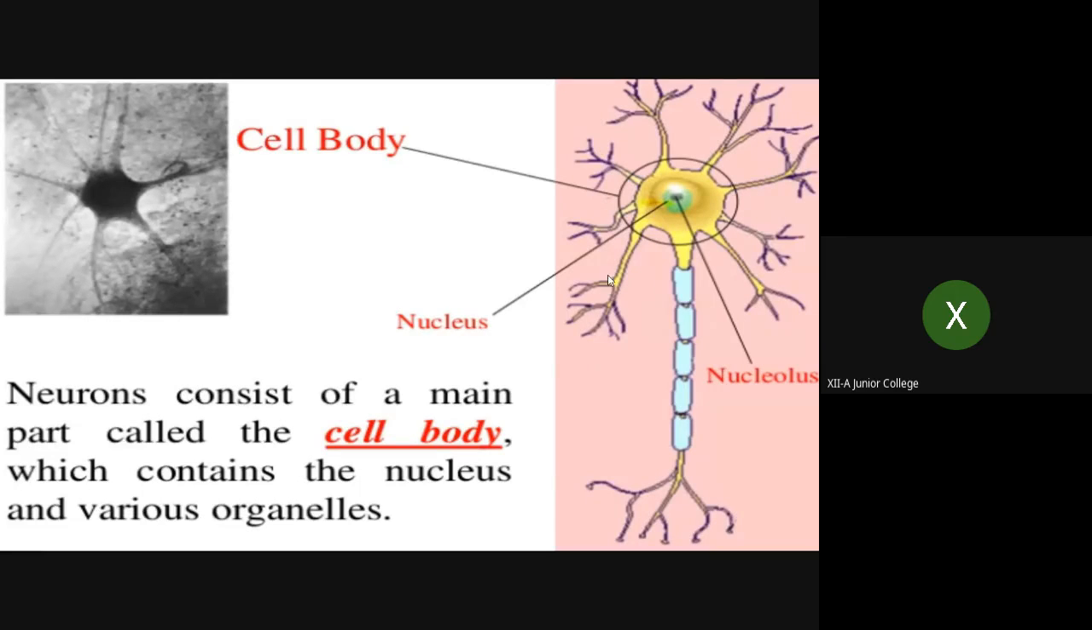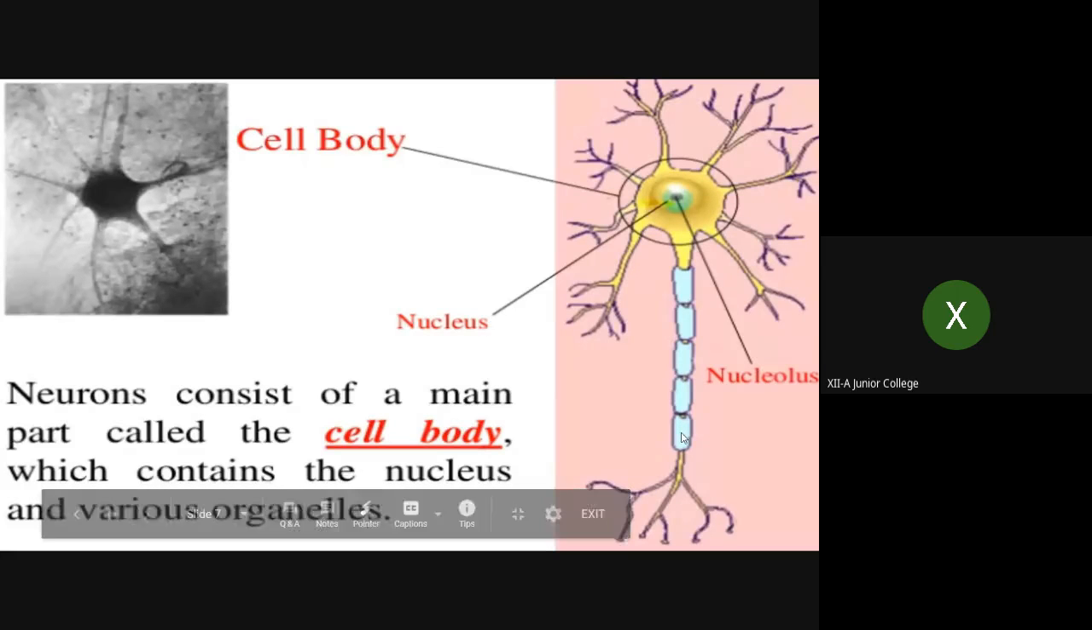And when they are again branched, they are known as dendrites. And one of the dendrons gets extended to form an axon. So the extension of one of the dendrons is called the axon.